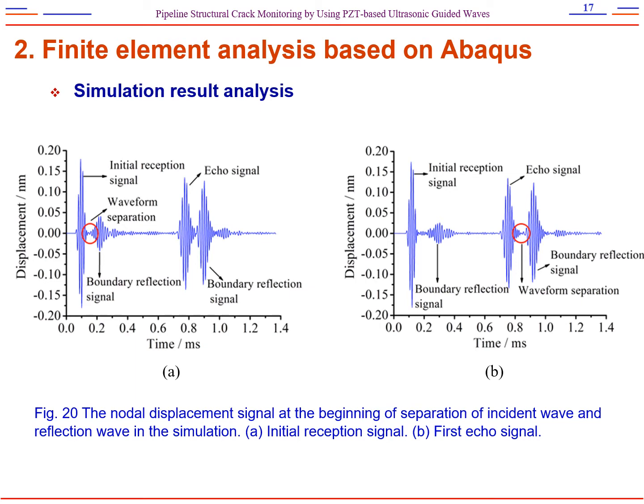From figure 20, we can see that here is the initial reception signal, and here is a boundary reflection signal. We can pay attention here, there is a clear waveform separation from the left end, and this is the separation from the right end.